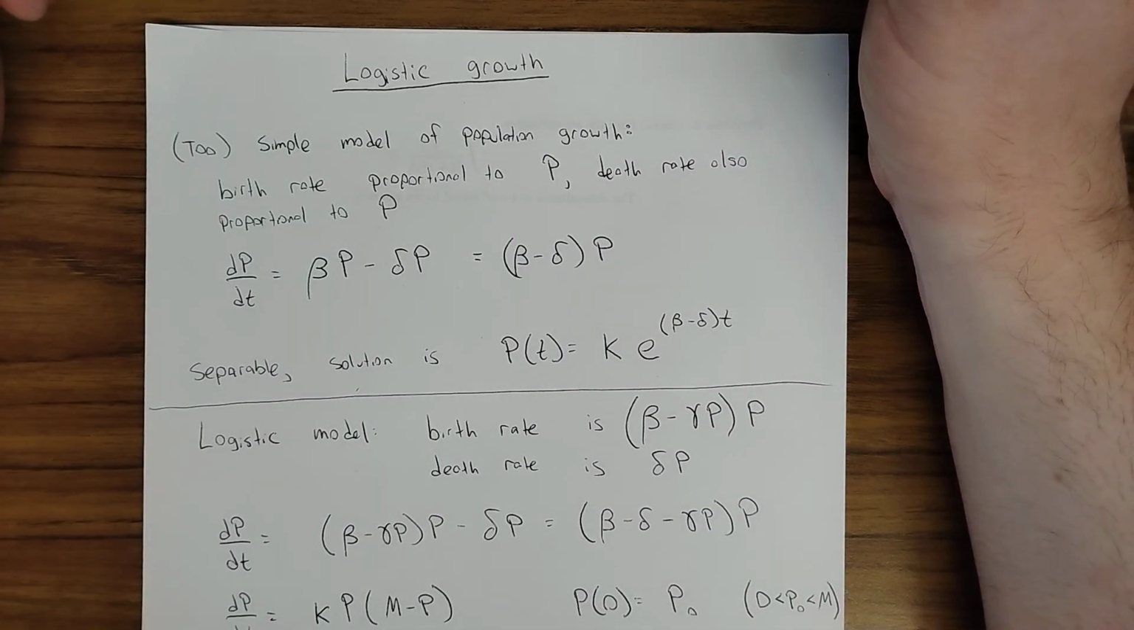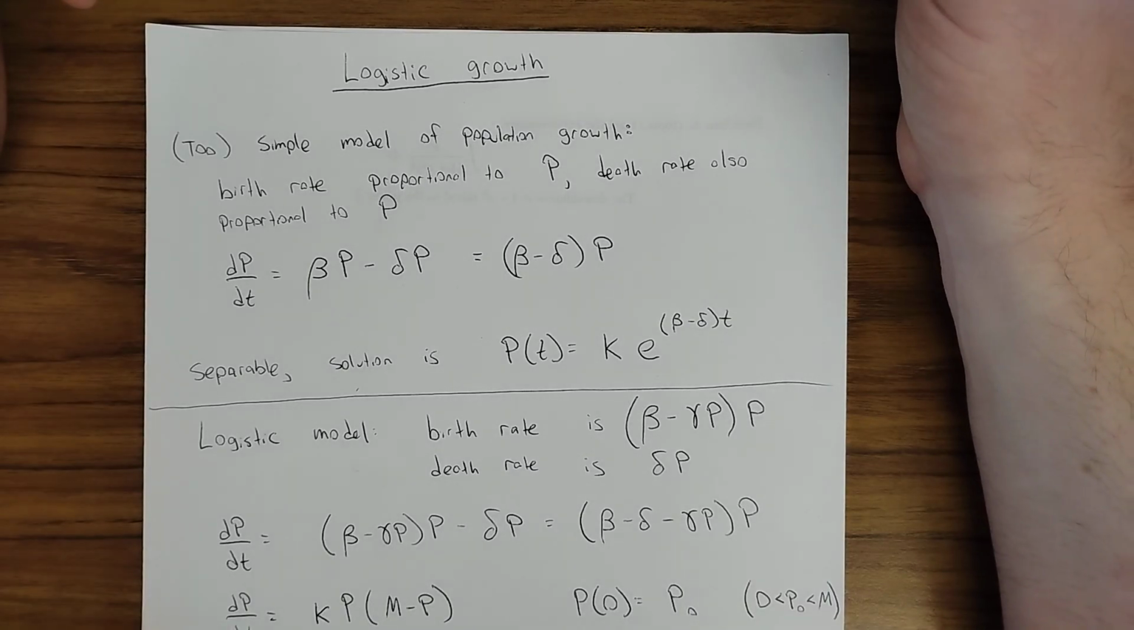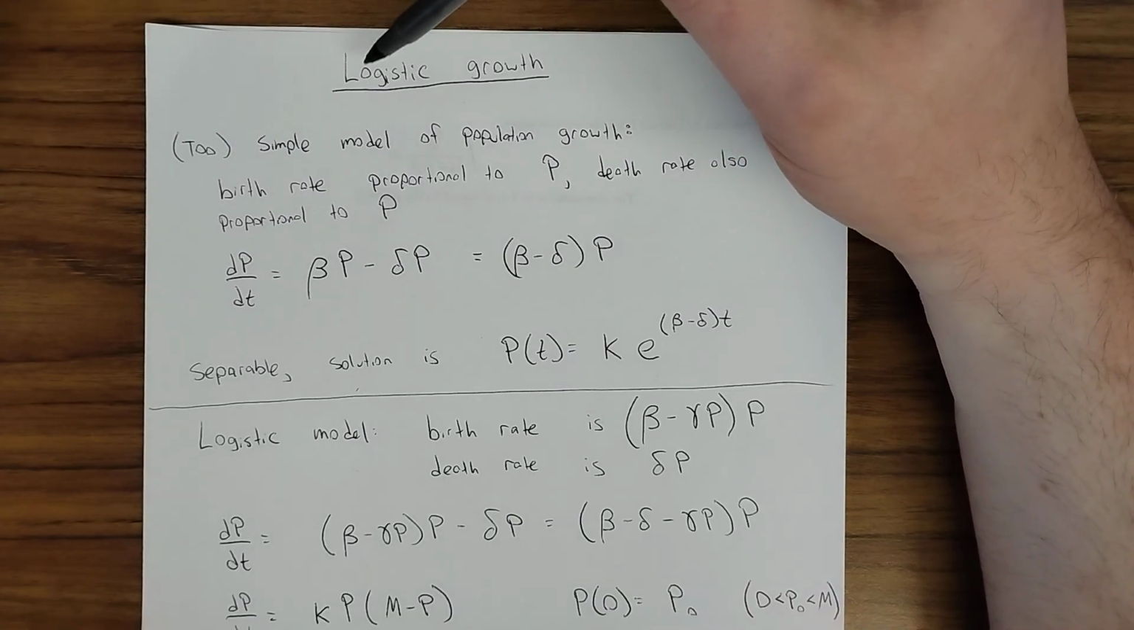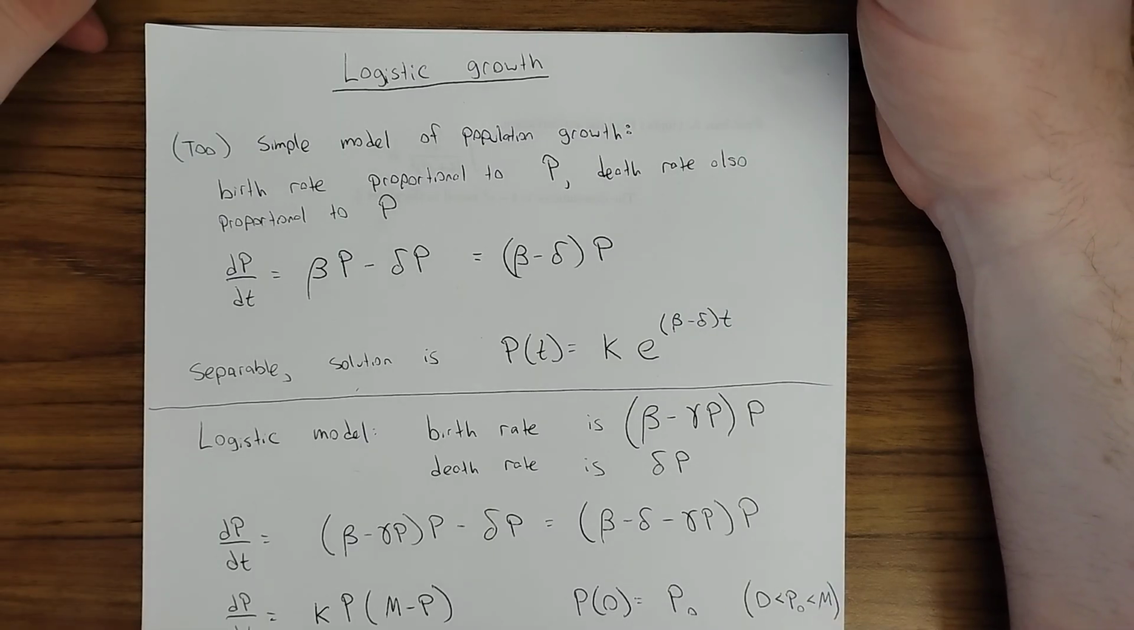Okay, so we're going to talk a little bit about some models of population growth. In particular, we're going to get to the logistic model. But first, let me talk about a simpler model that's probably too simple, and I'll talk about why.